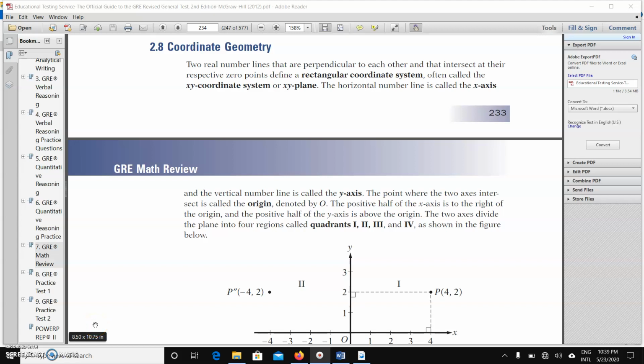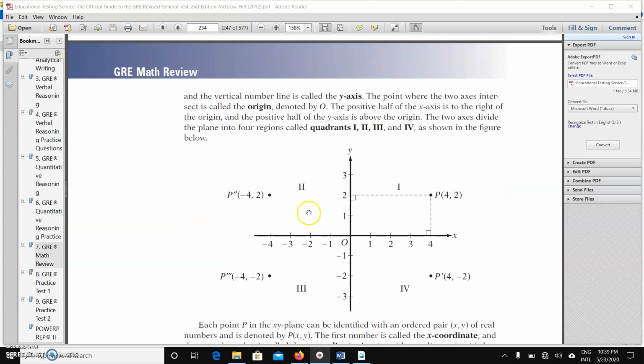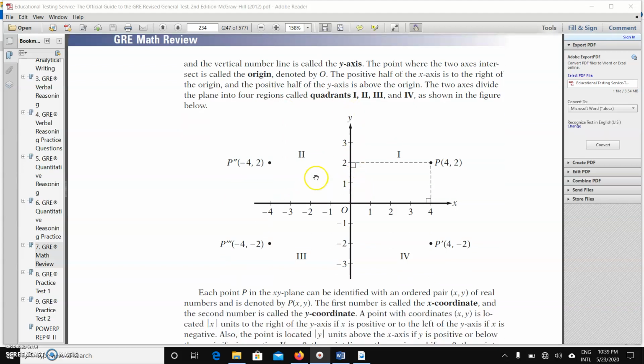So I'll be talking about quadratic, sorry, coordinate geometry, and the most important thing to know about it is how to know the four cardinal points. For example, the y is the vertical line, the y-axis, and the horizontal line is the x-axis. To the right side, we have a positive x value. To the up, we have the positive y value. To the left, we have the negative x value. Down here, we have the negative y values.